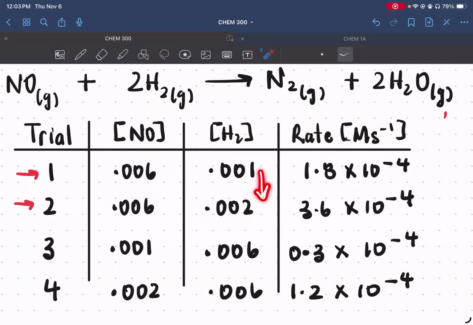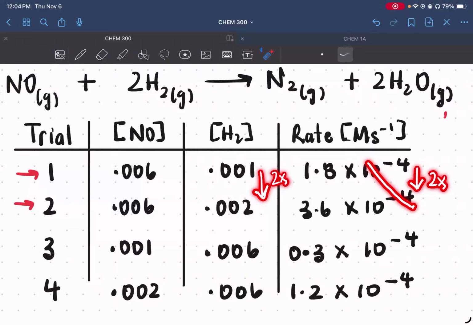We can see that the change in H2 is specifically 2 times. Even though there is a decimal place here, hopefully we can see that this is just 0.01 times 2. And if we look at the rates, the 10 to the 4 is the same, so that can be ignored. We're comparing 1.8 to 3.6. That's also 2 times.